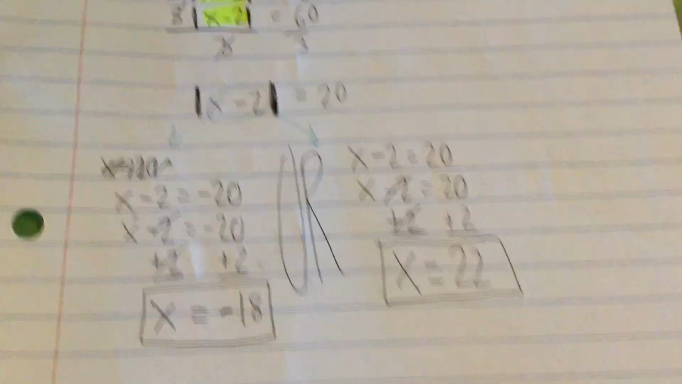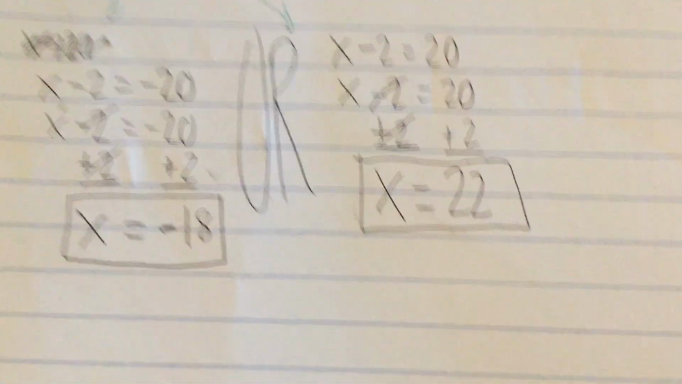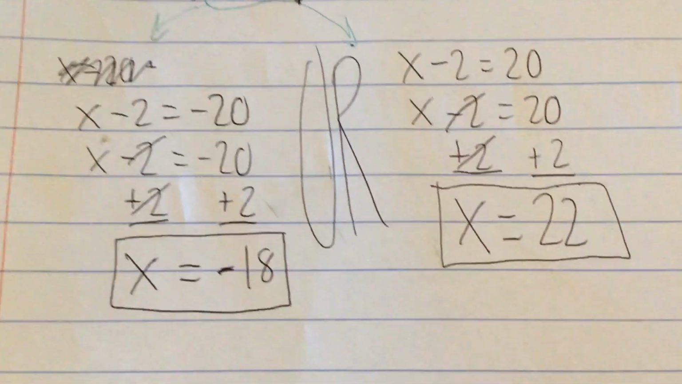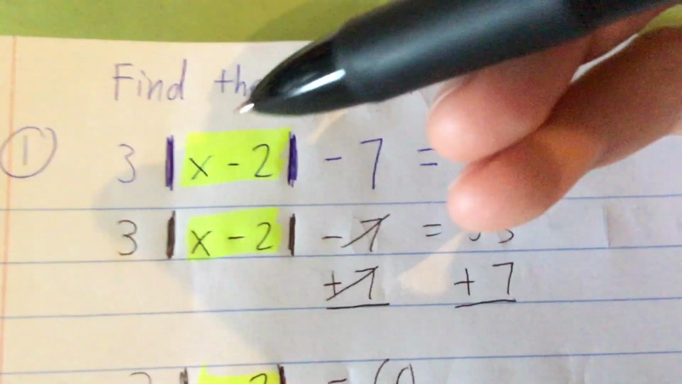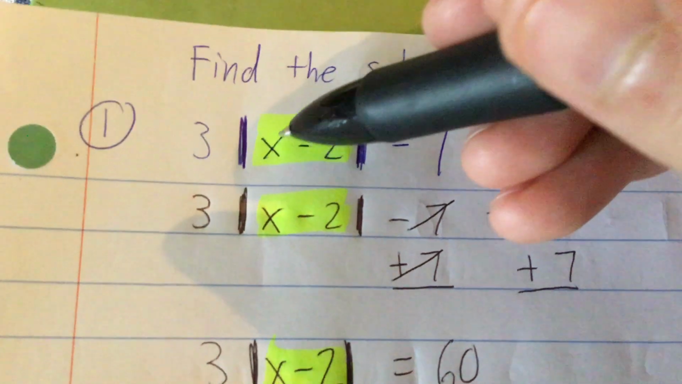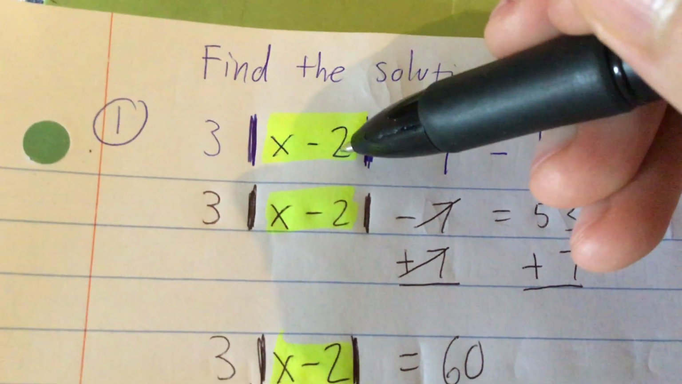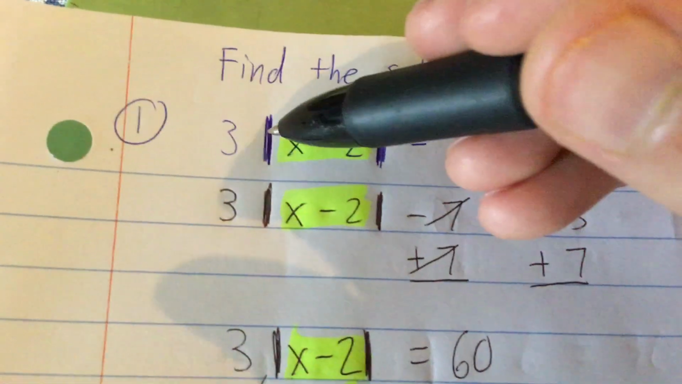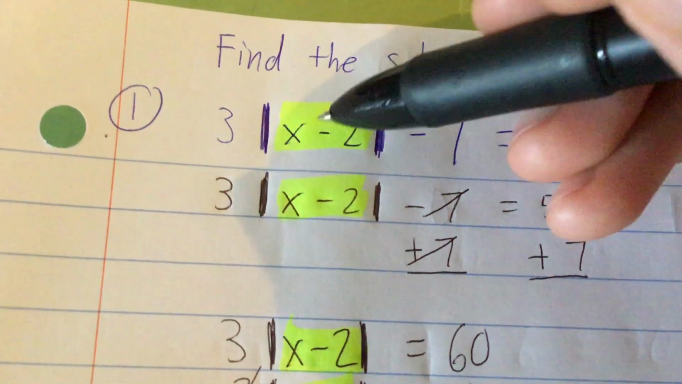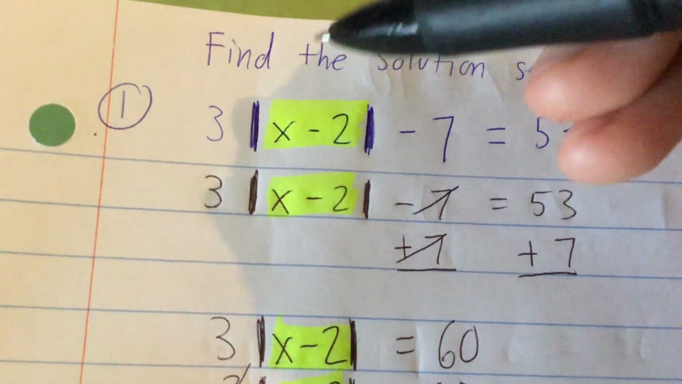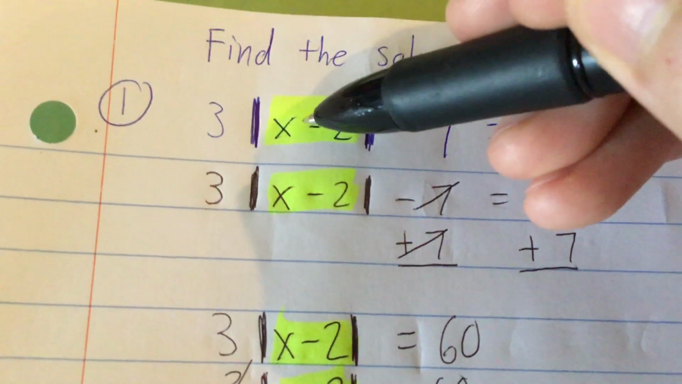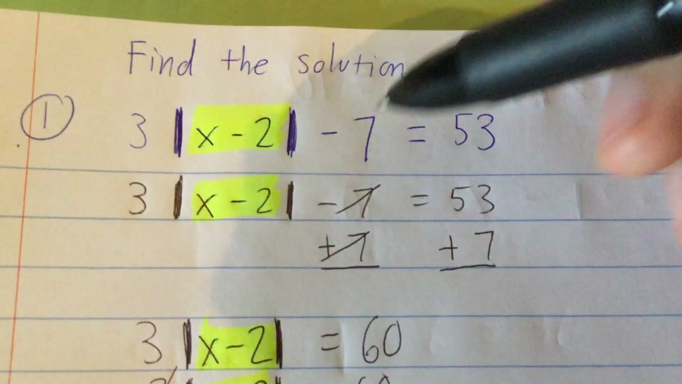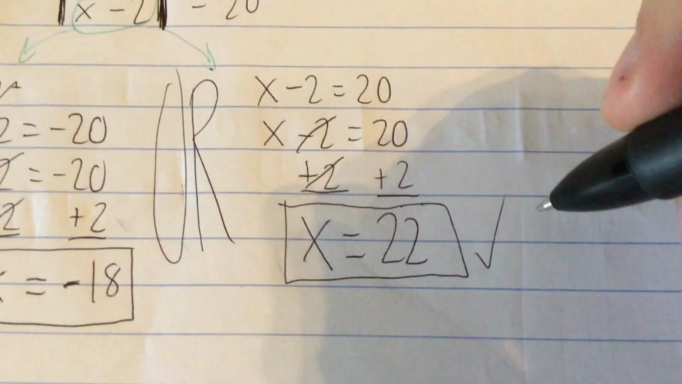And now I'm going to check my work by plugging in x equals 22 or x equals negative 18. Let's plug in 22. So if I plug in 22 for x, 22 minus 2 is 20. The absolute value of 20 is 20. 3 times 20 is 60. 60 minus 7 is 53. Therefore, x equals 22, you're good.